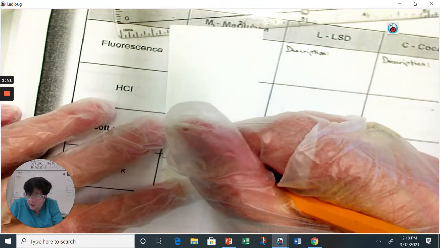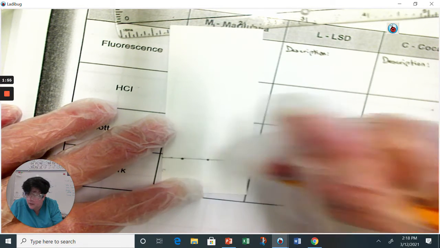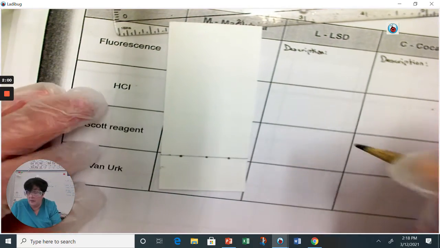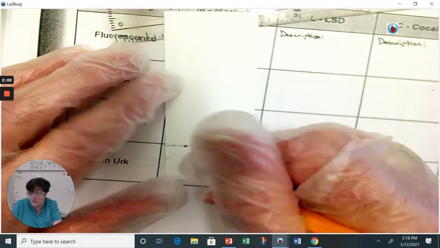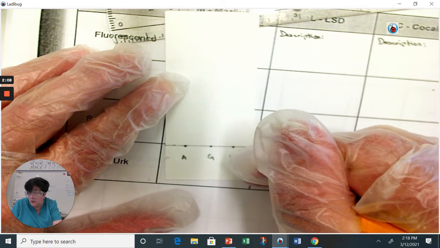I'm going to put a little dot. I have 3 pieces of things that I have to have analyzed. So these are my starting dots. I have alanine. It's an amino acid. So I'm going to put an A so I know I put alanine there. I put glycine here and the urine here.